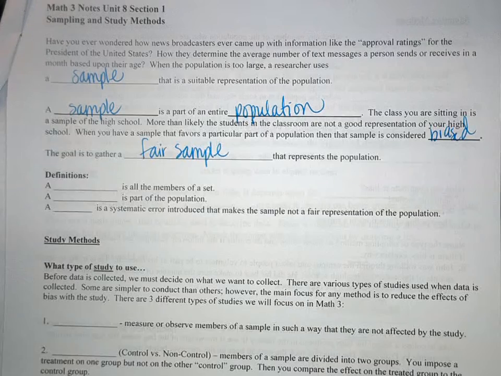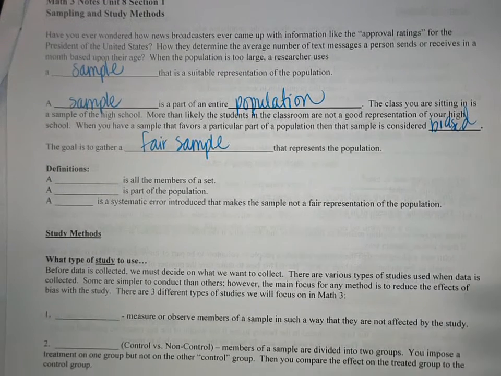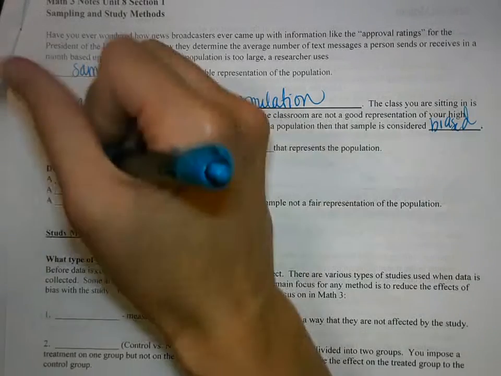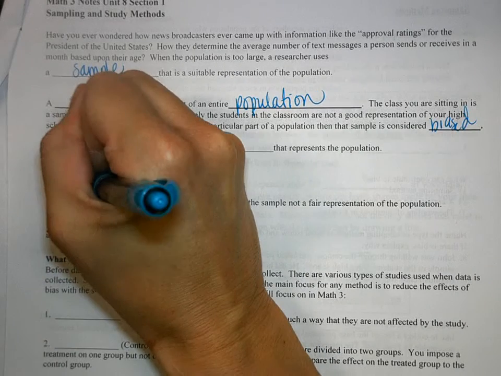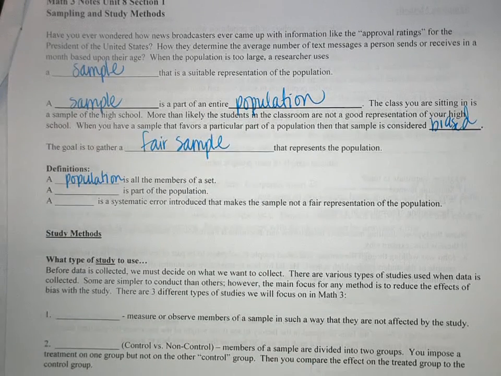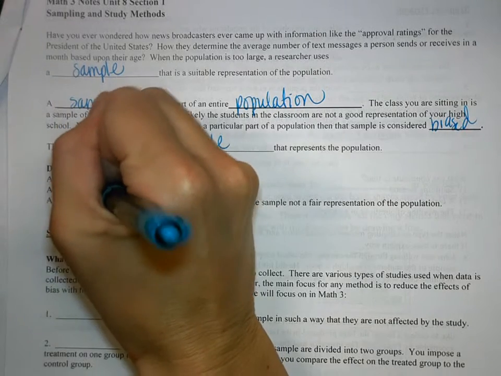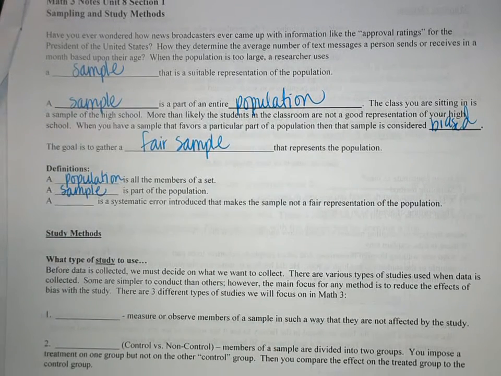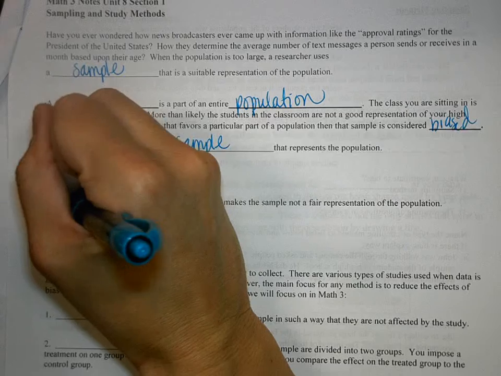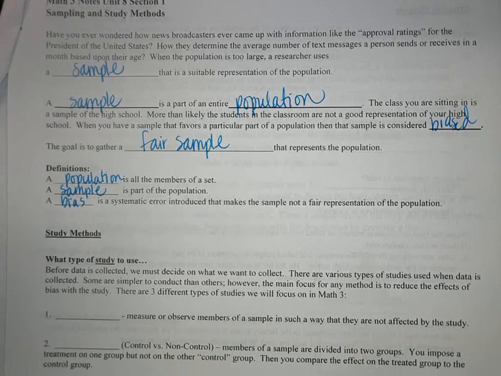that represents the population. Okay, so definitions. We have a population is all the members of a set. A sample is a part of the population. A bias is a systematic error introduced that makes the sample not a fair representation of the population.